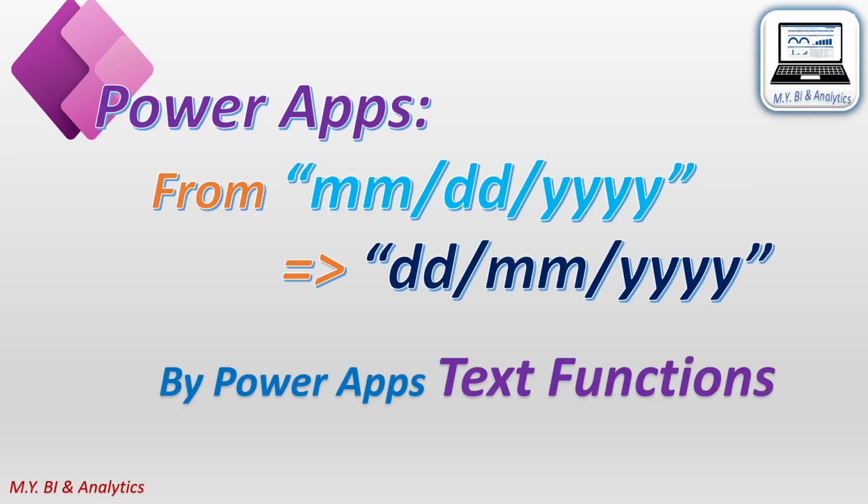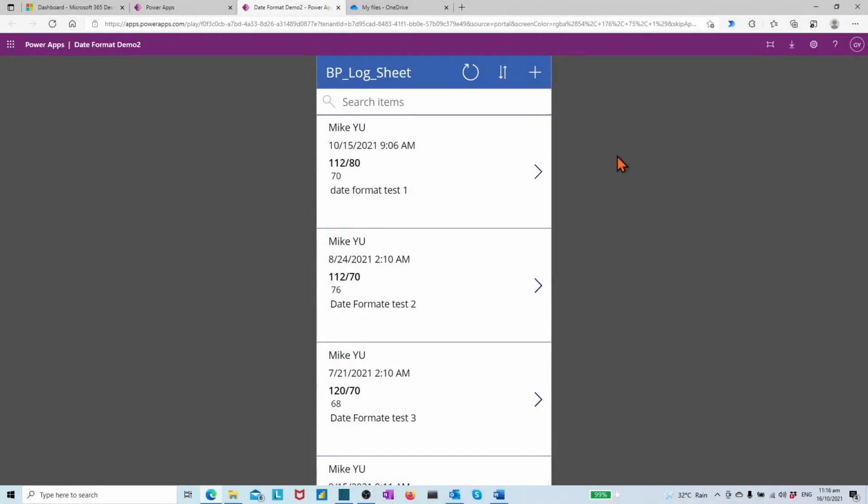Today, I shall share a method on how to change the date format view from month, day, year to day, month, year in PowerApps by using the Text function. In the previous video, we have created a PowerApps app. The date format view in each screen is month, day, year. Now we shall apply the PowerApps Text function to change the format to day, month, year.